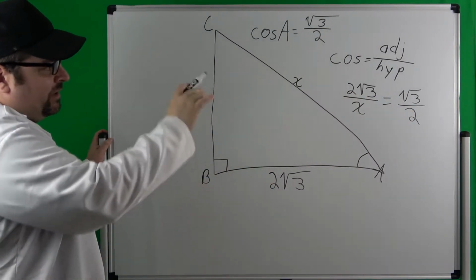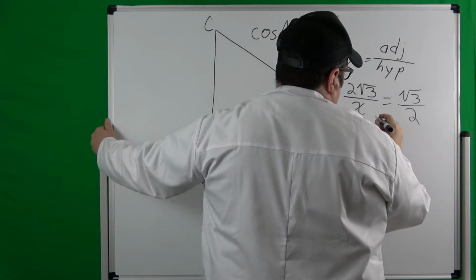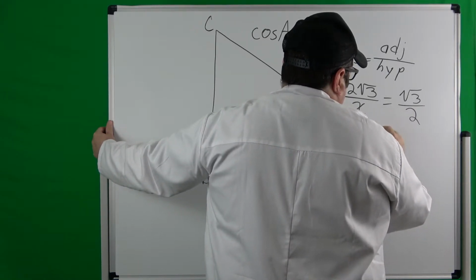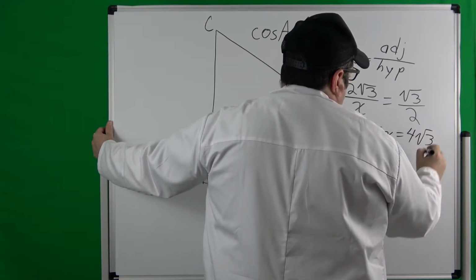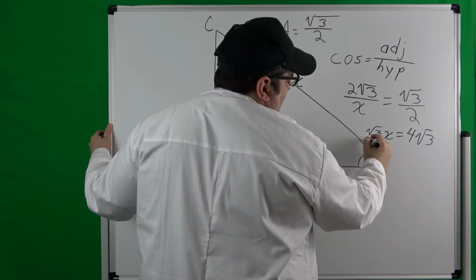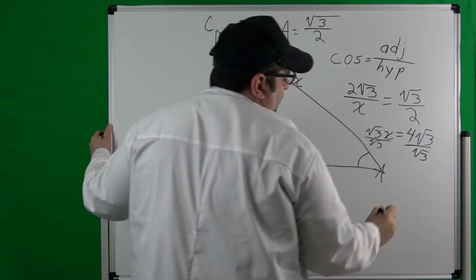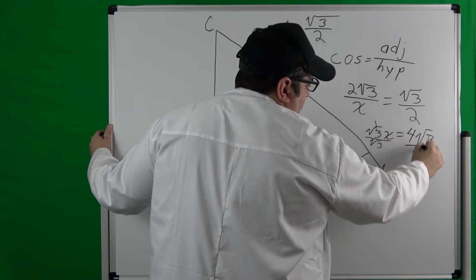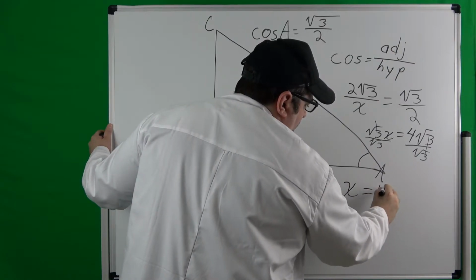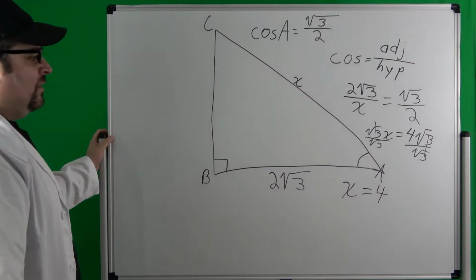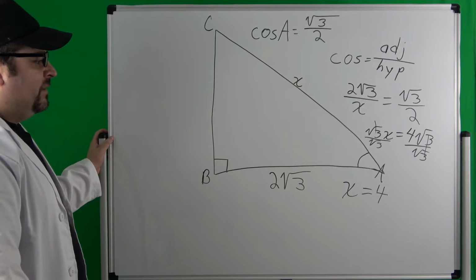So I put it into a proportion there, and then we can just solve that. We'll cross multiply here. Radical 3x equals 4 radical 3. Divide both sides by radical 3. Those cancel out. So we get x equals 4. It's just a little geometry, a little trigonometry for you. But yeah, there you go.